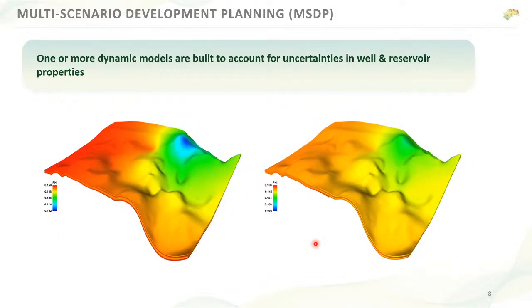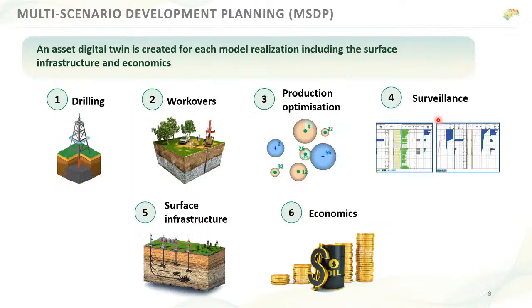So that was, in a nutshell, what MSDP and Polyplan was about. So basically, as we saw, you have one or more dynamic models to account for the uncertainties. Like you may have a high STOIP or middle STOIP or low STOIP. So, for example, if you are not sure about your porosity permeability transform, maybe I have two options. So maybe you would have two models based on different porosity transforms.